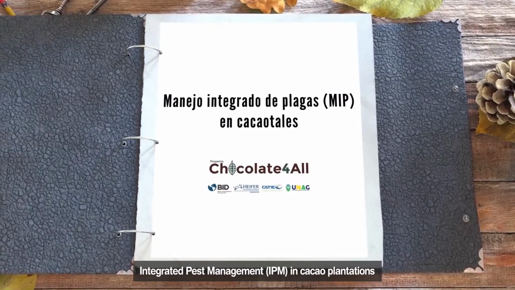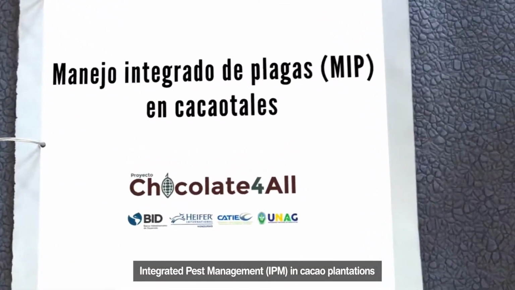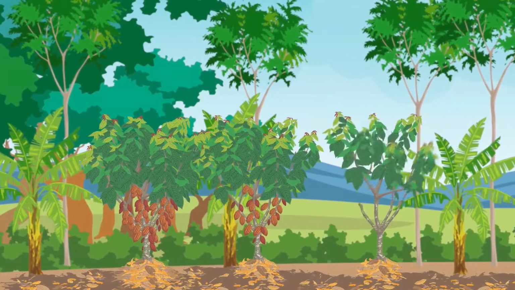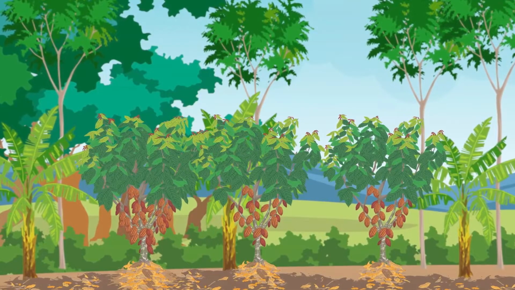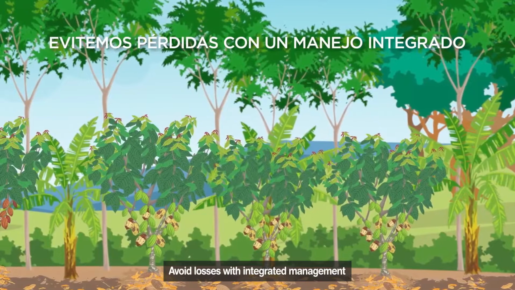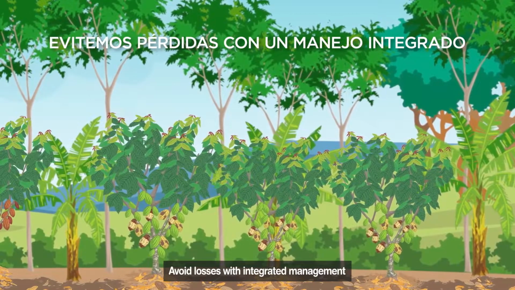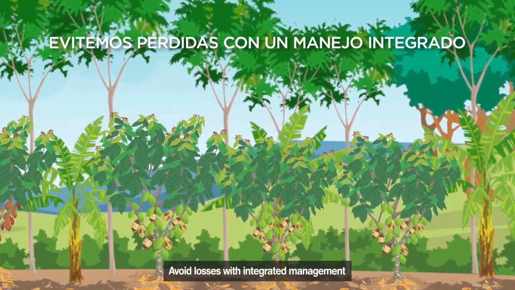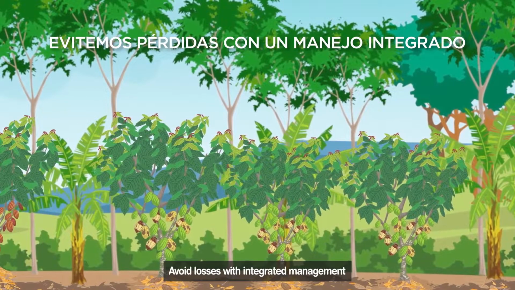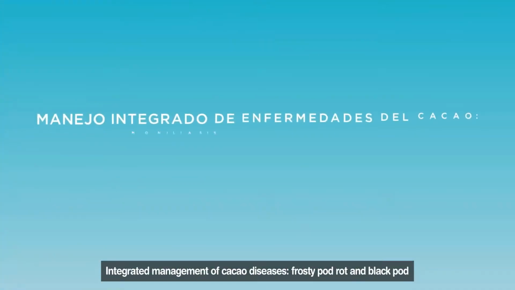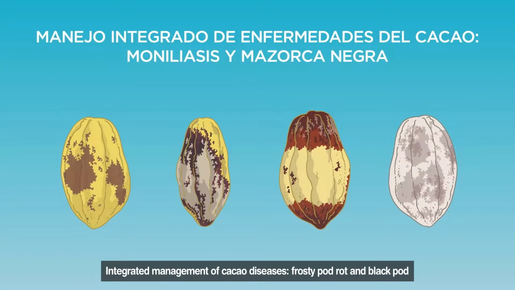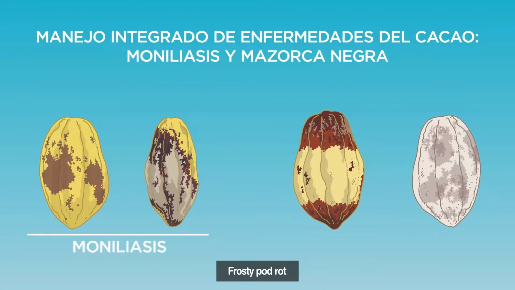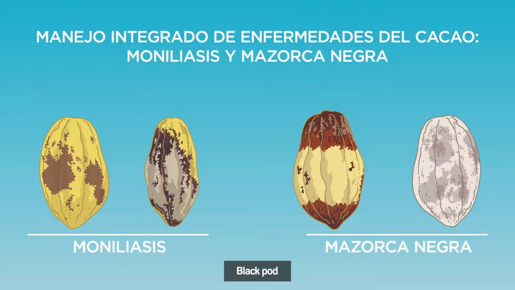Integrated Pest Management, IPM, in cacao plantations. A healthy and productive cacao plantation is the source of income for cacao families. Unfortunately, we have insects, fungi, and other pests that damage the crop and can cause up to 80% production losses. In this animation, we'll focus on the integrated management of two important diseases: frosty pod rot and black pod.